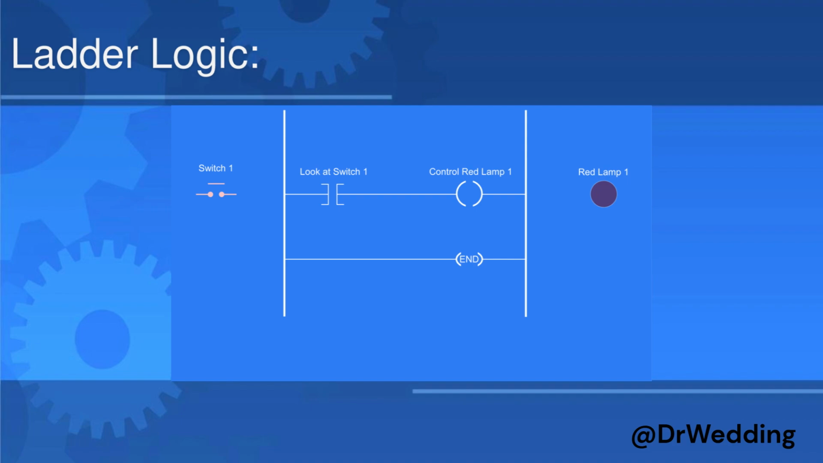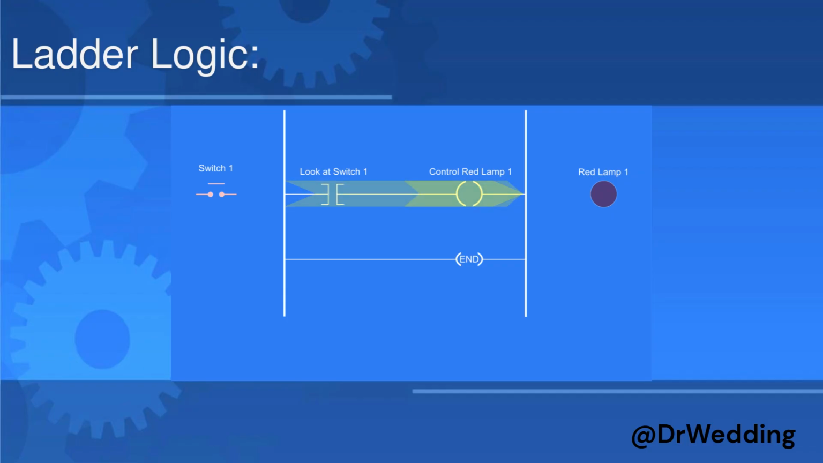The rungs in a ladder logic diagram are numbered from top to bottom, starting at 0. So, the first rung is 0, and the second rung is 1. The last rung is always the end rung, and you can just ignore it. For now, we will just focus on the top rung. The rungs are evaluated from left to right, where the inputs are on the left and the outputs are on the right.